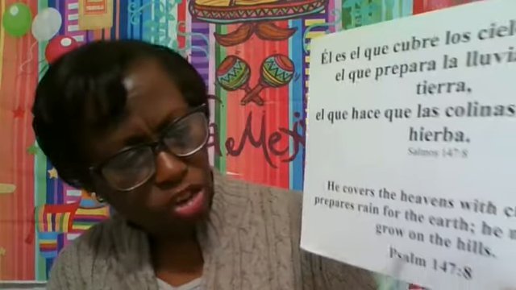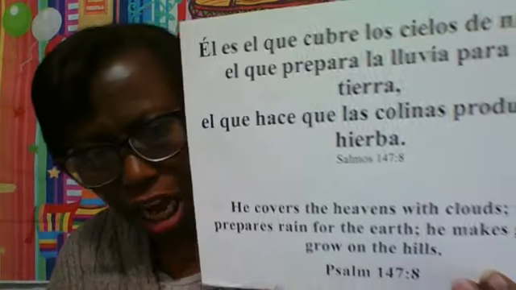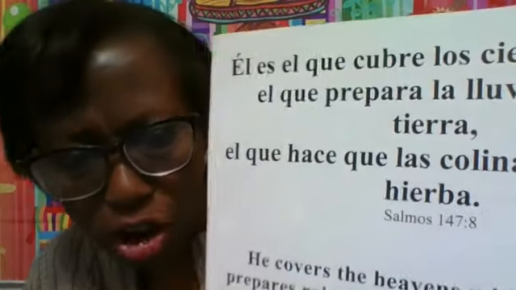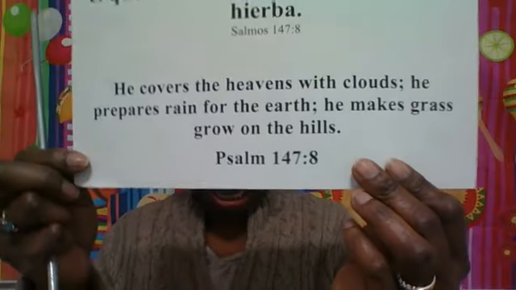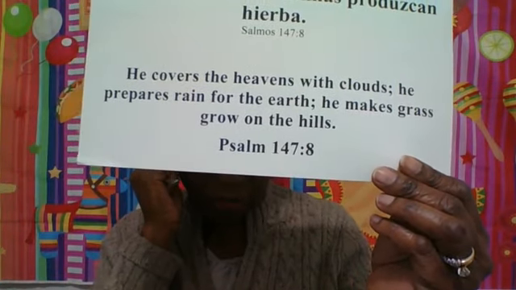He covers the heavens with clouds. He prepares rain for the earth. He makes grass grow on the hills. It came from Psalm chapter 147, verse 8, okay? He covers the heavens with clouds. He prepares rain for the earth. He makes grass grow on the hills. You see it right there? It came from Psalms, the 147th chapter, and verse 8.